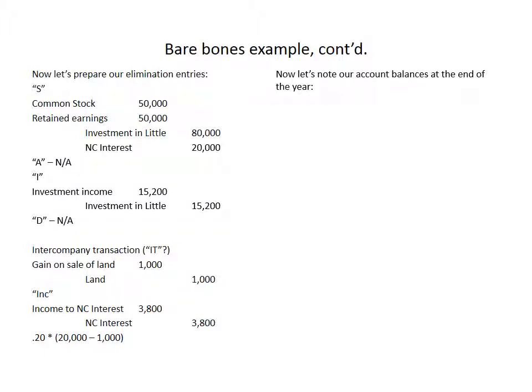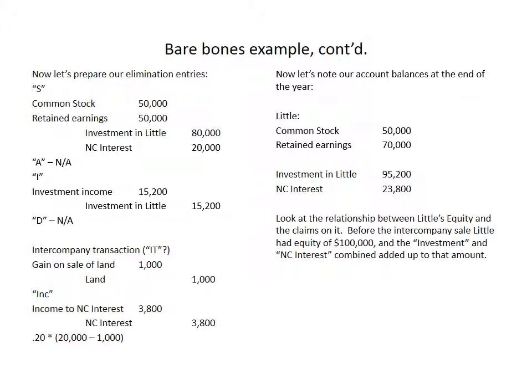Now let's go ahead and note our account balances at the end of the year. Little company has common stock of $50,000. Their retained earnings is now up to $70,000 because again they had $20,000 of income, for total owner's equity of $120,000. Our investment in Little has a balance of $95,200, and our non-controlling interest has a balance of $23,800. And again, if you look at the entries off to the left, the S entry, we have a $20,000 credit to the non-controlling interest, and then down under the Inc. entry, we have a $3,800 credit to non-controlling interest, total of $23,800.